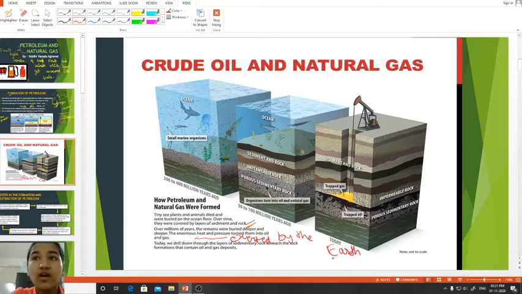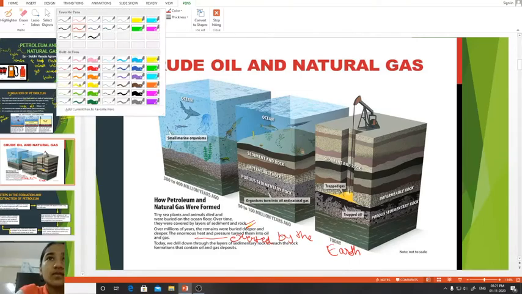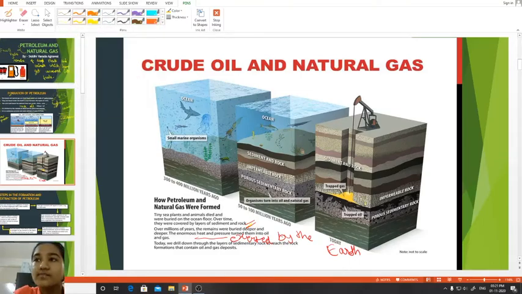Today, we drill down through the layers of sedimentary rocks to reach the rock formations that contain oil and gas deposits. Where are they found? Oil and gas deposits are found in oil reservoirs. That is the particular term, oil reservoirs. And we dig wells to extract them from the ground, right? Those wells are known as oil wells.